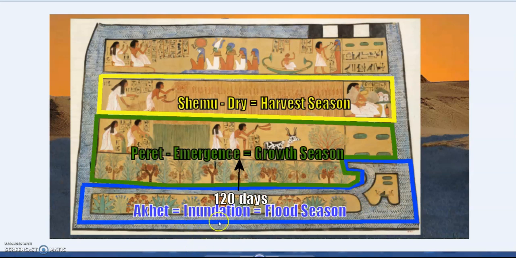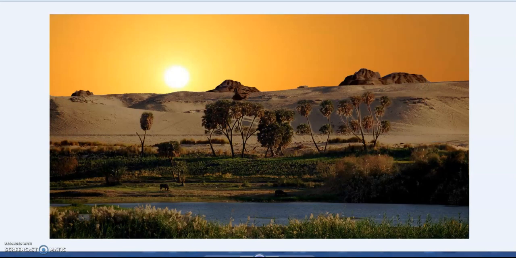So following Akhet, 120 days, we have Peret, or the emergence or the growth season. So time to grow, lush grass, animals feeding, time to plant, to cultivate, to look after your orchards.